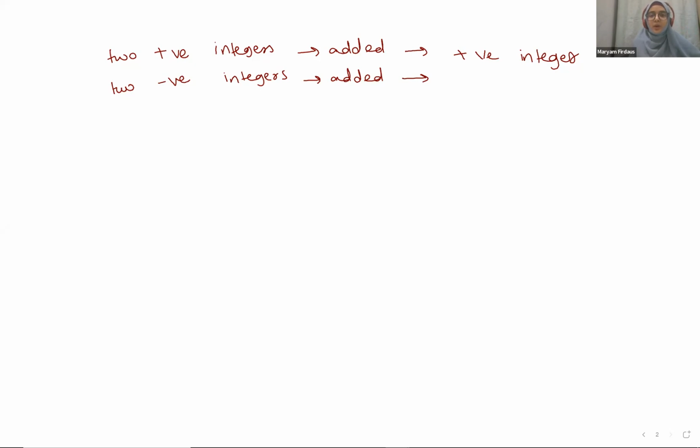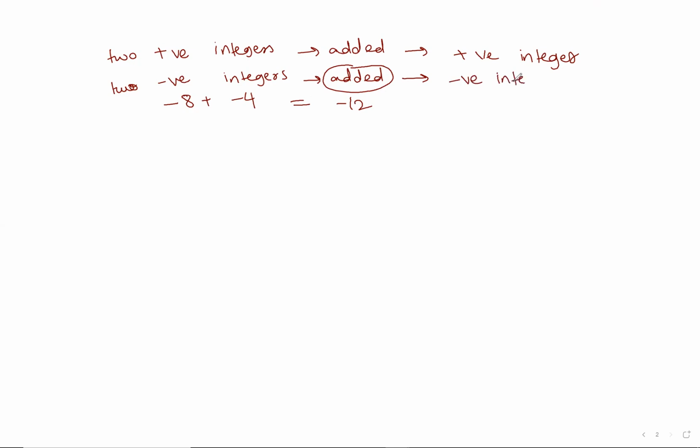Can you give me any example at all? -8 minus 4. You have to add the two negative integers. So first of all, Hiba, can you give me any two negative integers? Yes, -8 and -4. Okay, so we have -8 and -4, and then we are adding them. So what do we get? -12. Very good, excellent. So when we add two negative integers, what do we get? We get a negative integer itself. Is that correct? Yes.